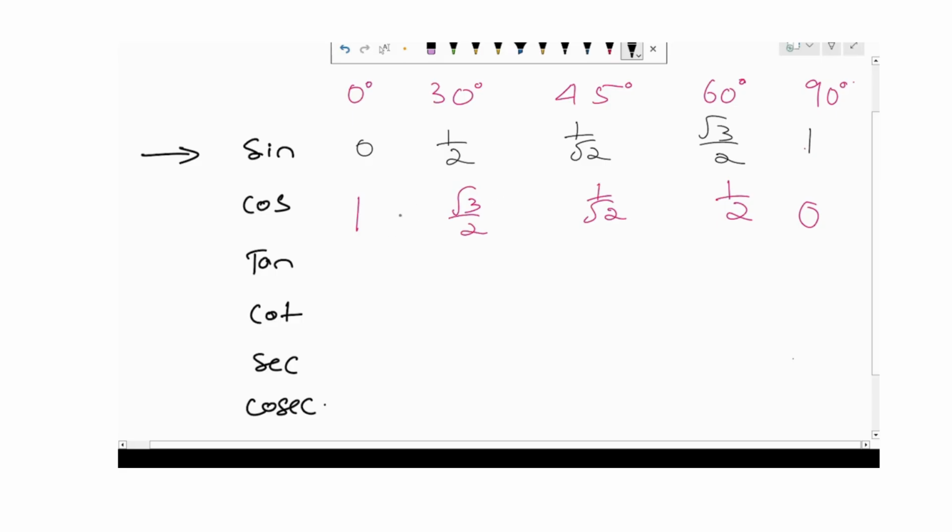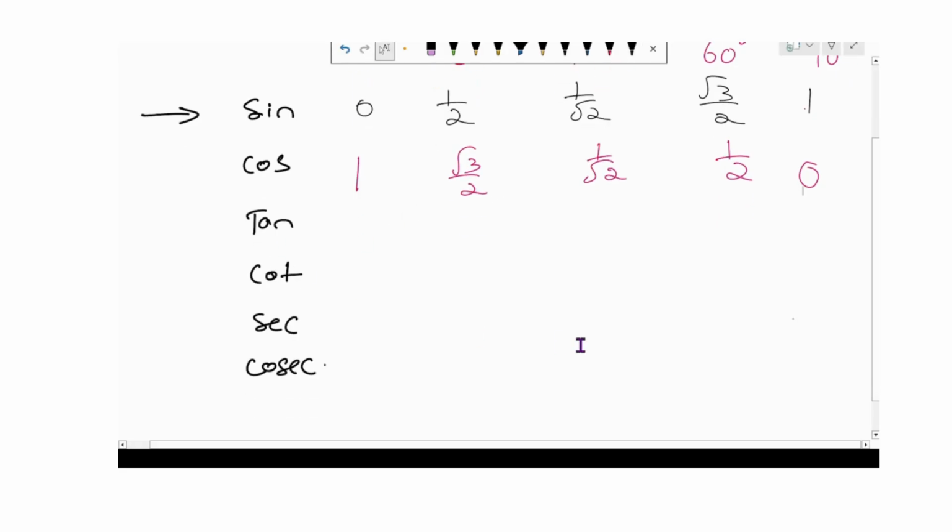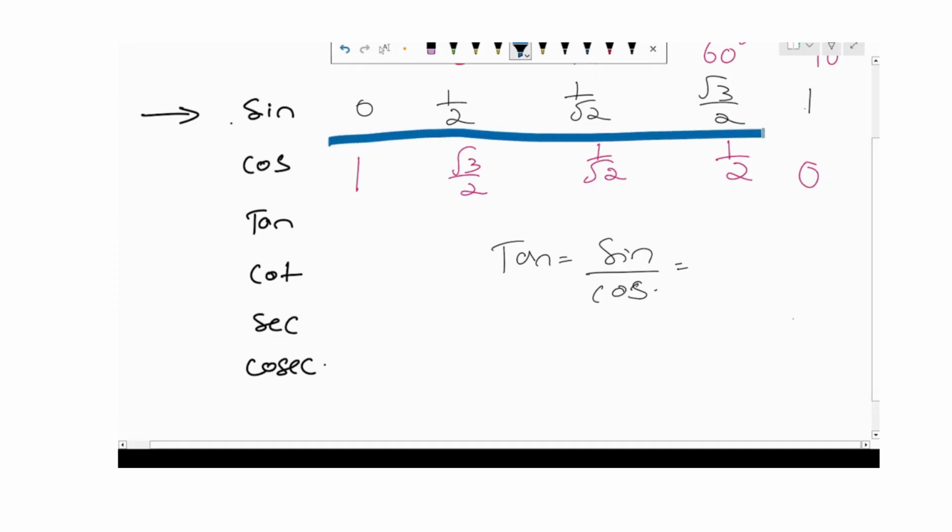Next, we go with tan. Before moving on to tan, there is a formula. Tan is equal to sine divided by cos. Remember this: sine divided by cos, that is nothing but the first value divided by the second value. Just imagine there is a division line. Okay, division line drawn. So let's start with tan values.